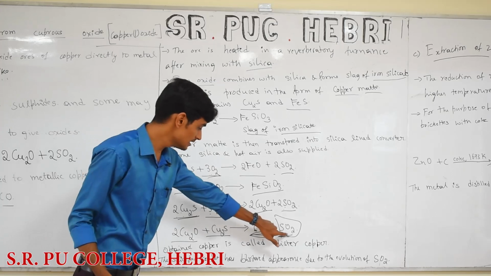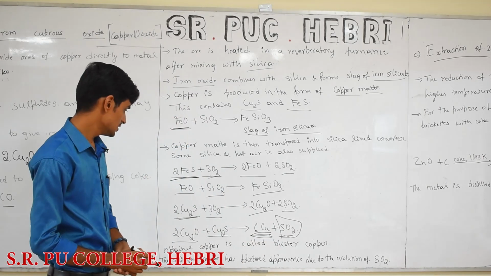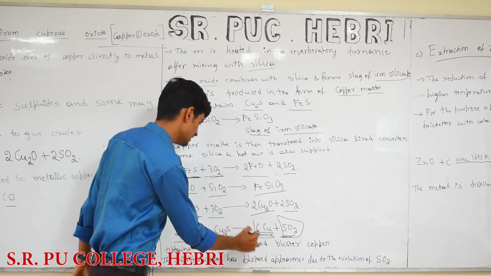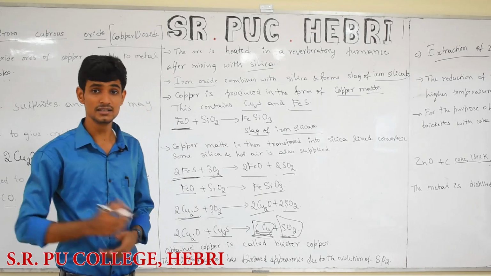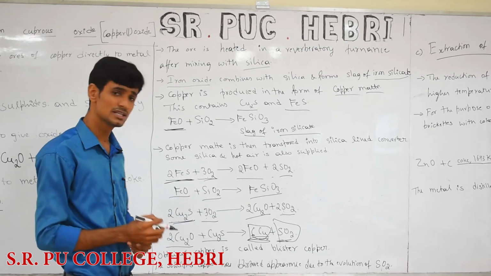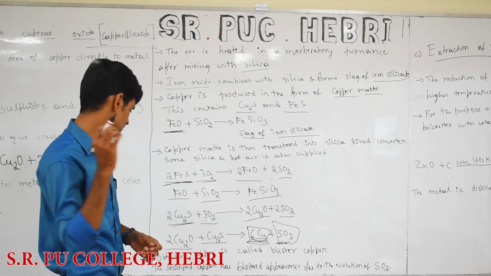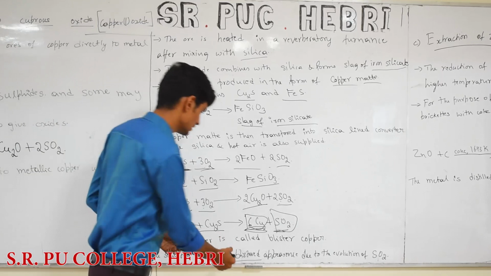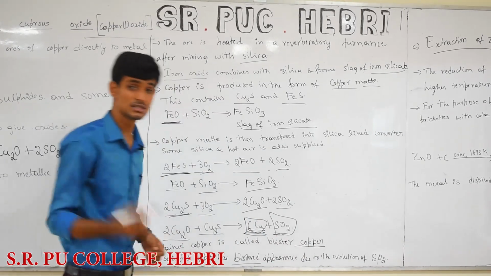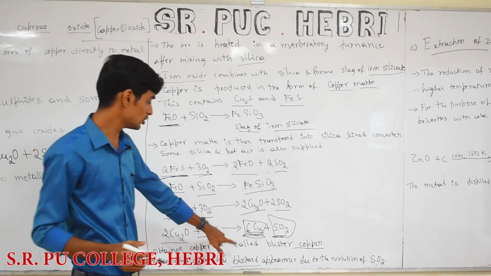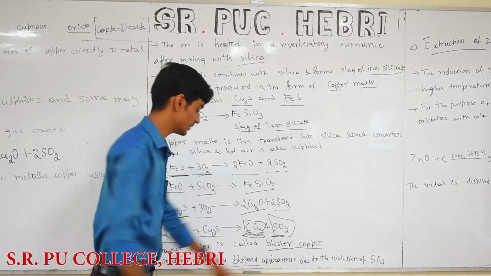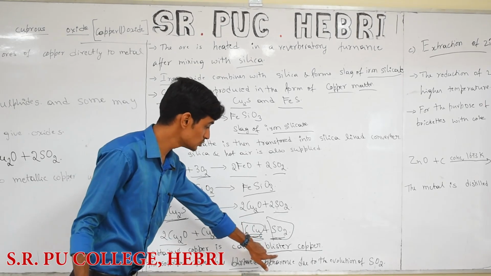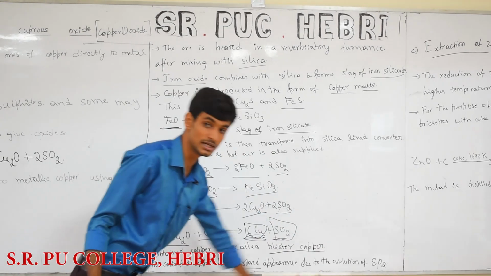Due to this liberation, this evolution of SO2 gas, the copper which we obtained here has a blistered appearance, and it is shining. So the copper obtained in this process is called blister copper. The blistered appearance is due to the evolution of SO2 gas.